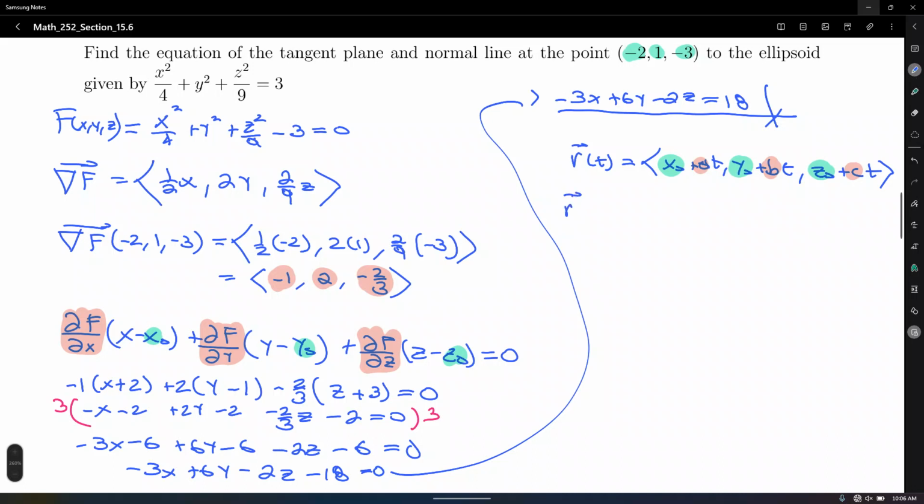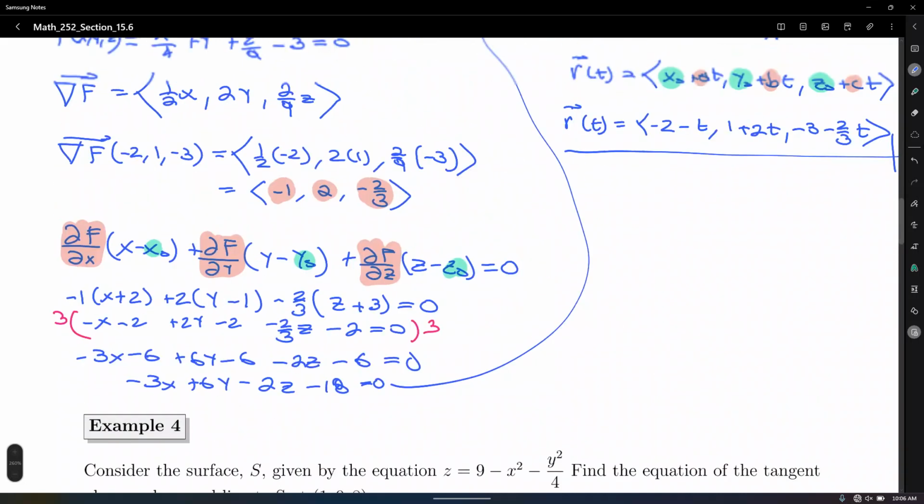That is R of t equals x naught, that is negative 2, minus t, because the negative 1 times t, and then comma y, which is 1, plus 2t, and z, which is negative 3, plus c, which is, where is the c? Negative 2/3, rather, not plus, it's minus 2/3 t. So that is the equation of the normal line. All right?